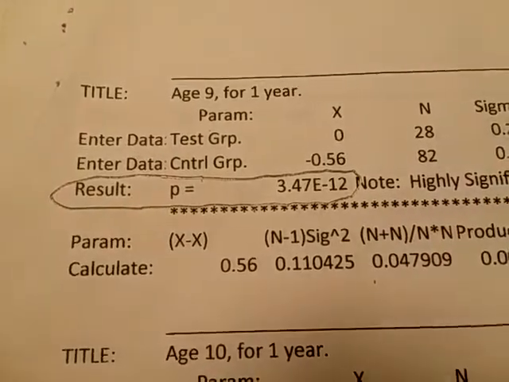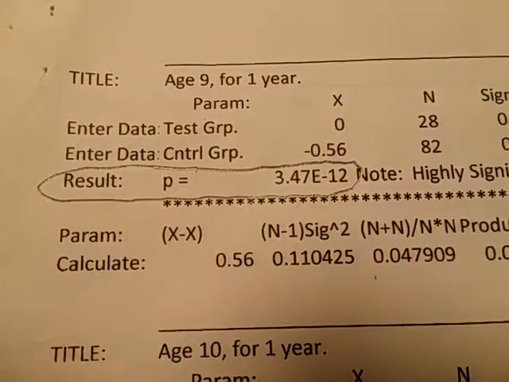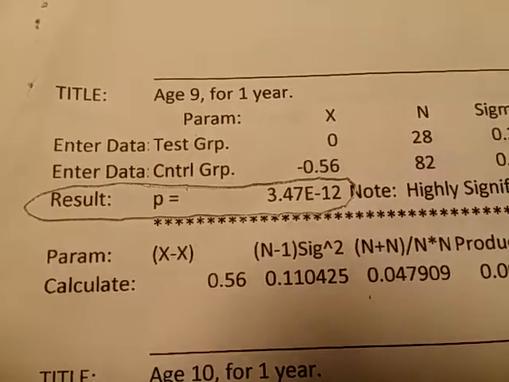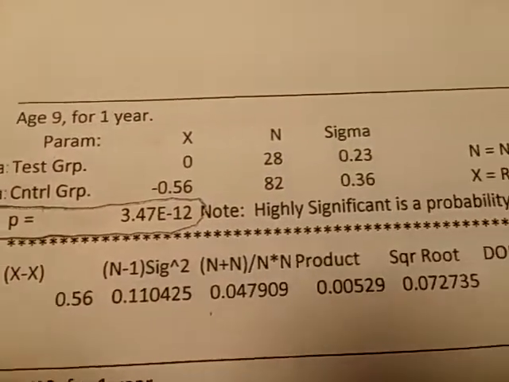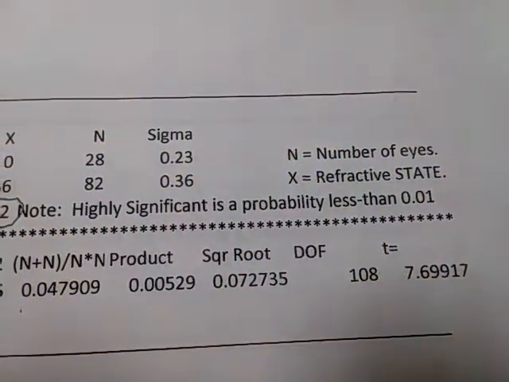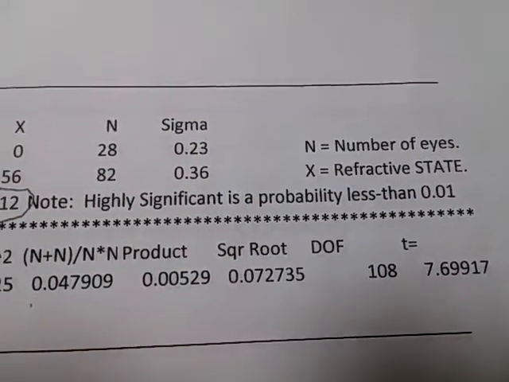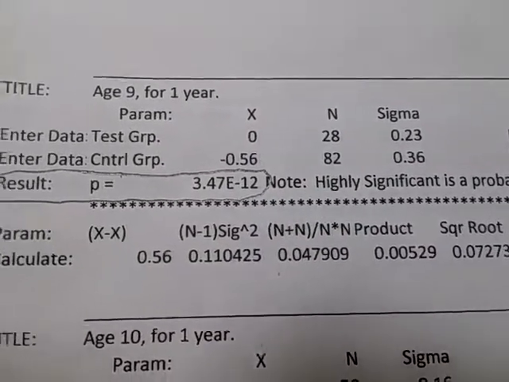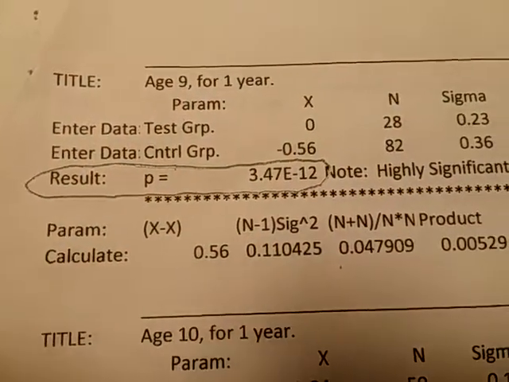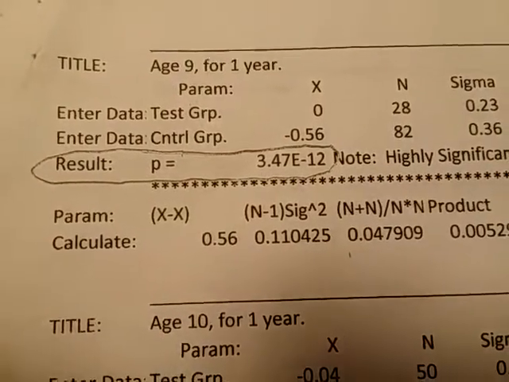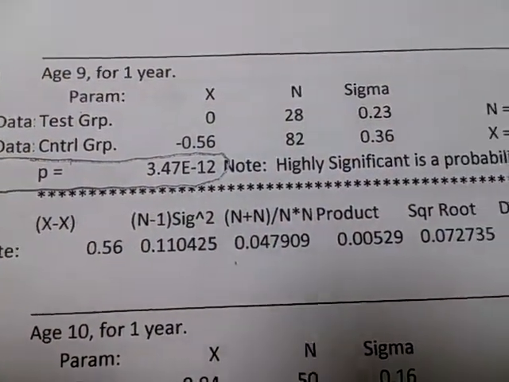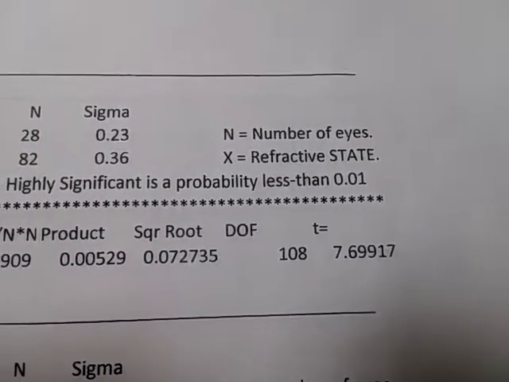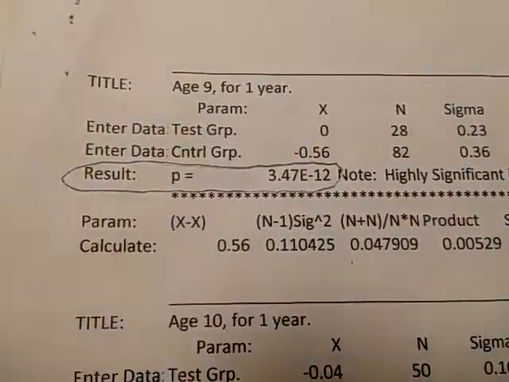Here is for the age 9 for 1 year. Again, note the p-value is 3 times 10 to the minus 12 when highly significant is less than 0.01. These are incredibly significant results. I provided the calculations of the difference in X, and so forth is shown. I will attach this on this video for your examination.